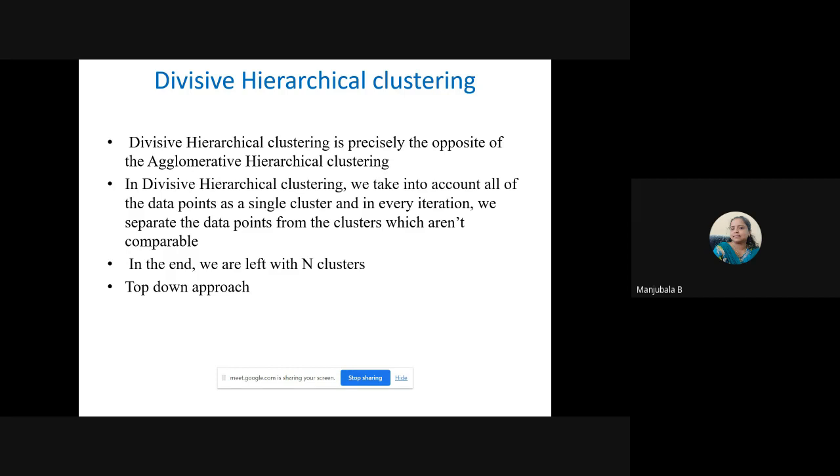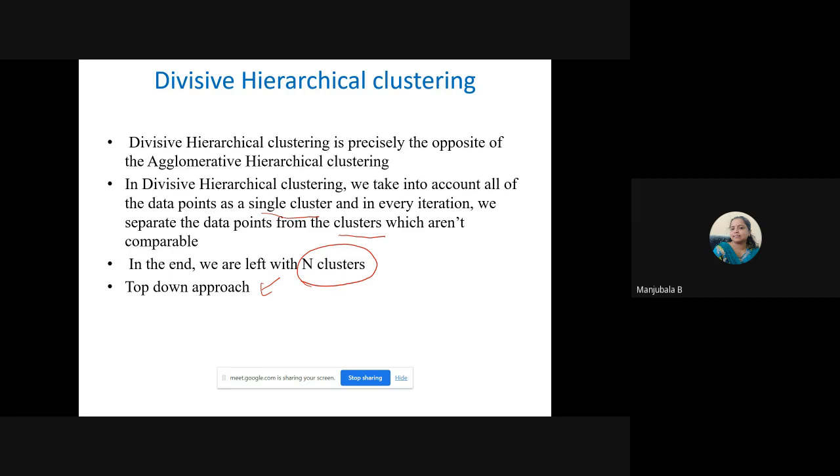Next one under hierarchical clustering is divisive hierarchical clustering. This is the opposite of agglomerative. In agglomerative clustering, we did bottom-up clustering. Here you have to do top-down clustering. In divisive hierarchical clustering, we take all of the data points as a single cluster. In every iteration, we divide the data points from the clusters which are not comparable. At the end, again we are left with n clusters, and this is a top-down approach.